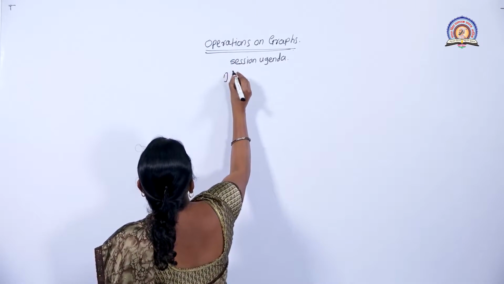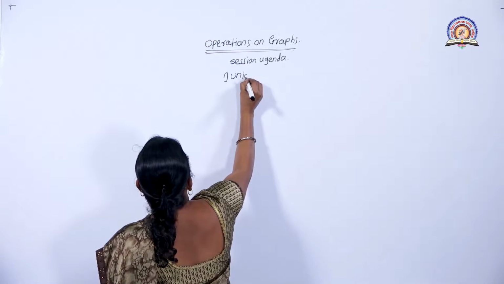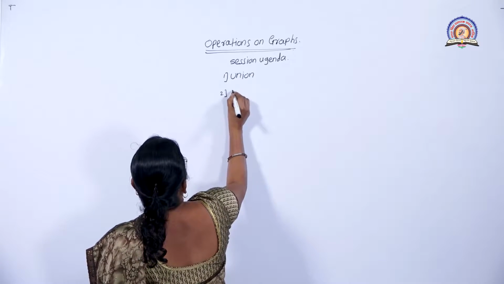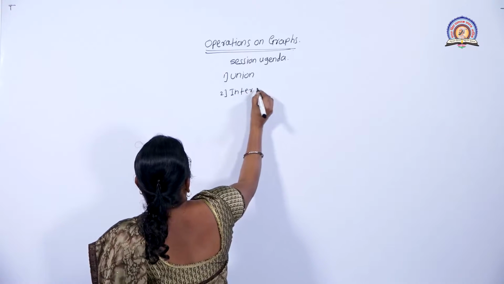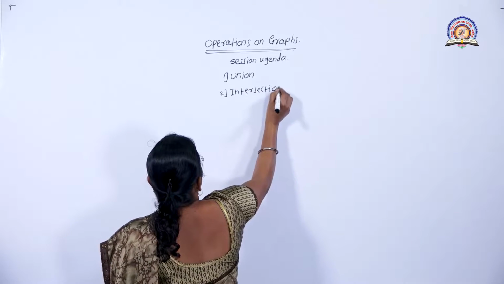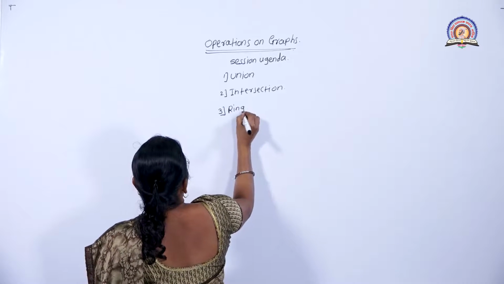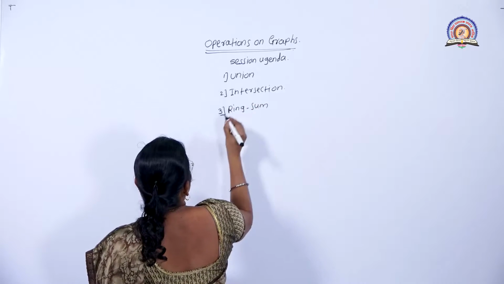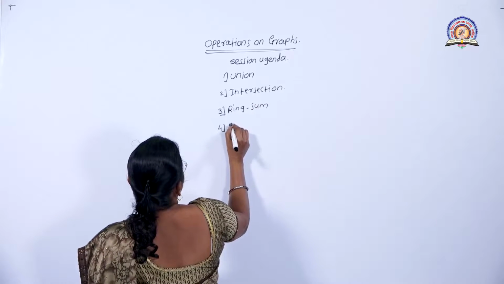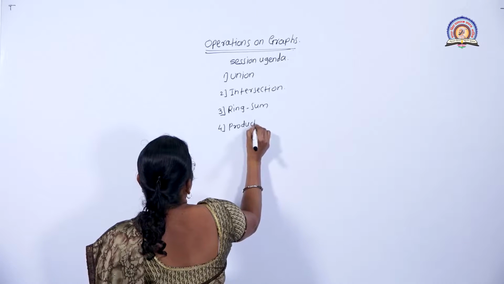Today we discuss SYBSc Mathematics, Paper 2, Graph Theory. In this we discuss some operations regarding graphs: first, union of two graphs; second, intersection of two graphs; third, ring sum of two graphs; and next, product of two graphs.